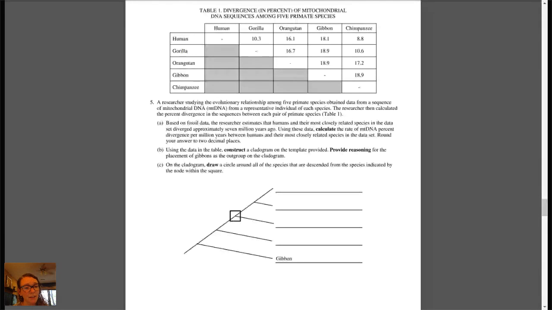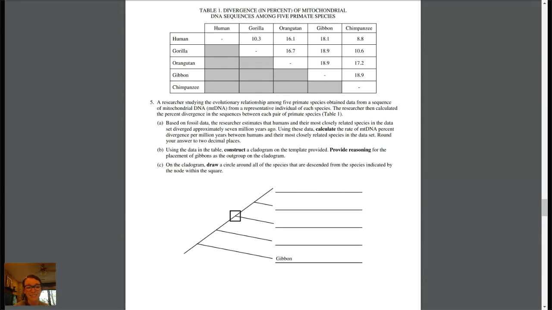And then C, on the cladogram, draw a circle around all the species that are descended from the species indicated by the node within the square. My students got real mad about this one. It needed to be human, chimpanzee, and gorilla. So the first 3 lines needed to be circled. Even if you didn't have human, chimpanzee, and gorilla written on those 3 lines, if you have a circle around those 3 lines, you will get the point for that. Okay. But unfortunately you did need all 3.